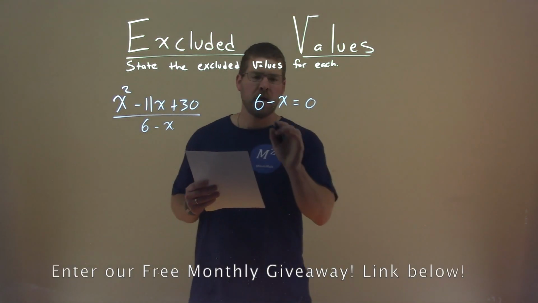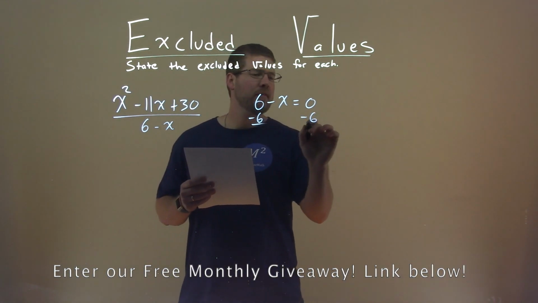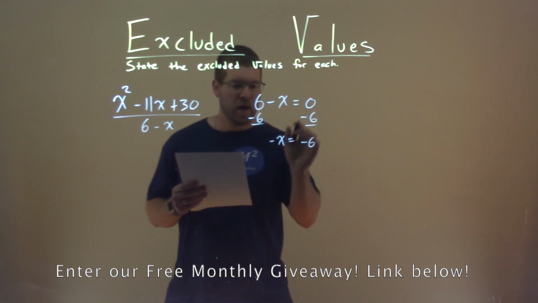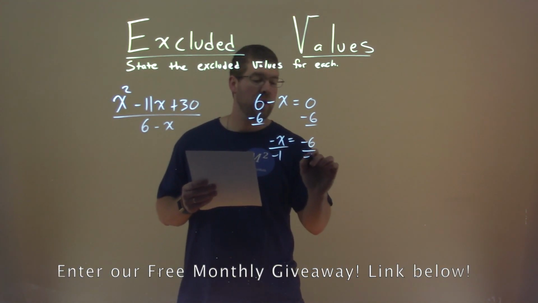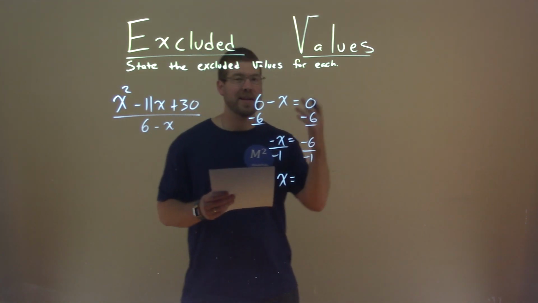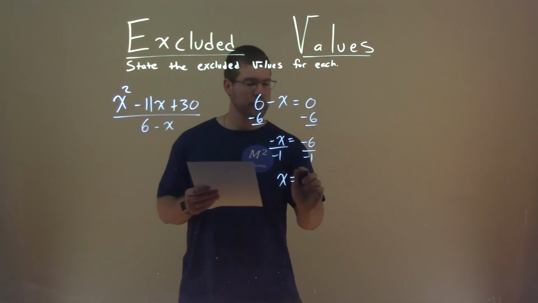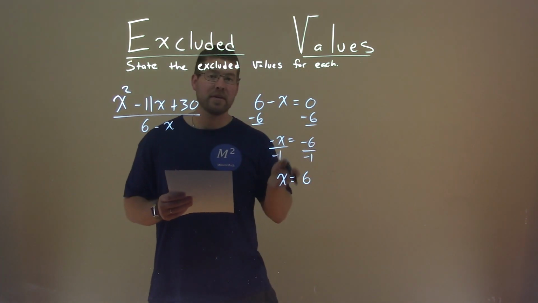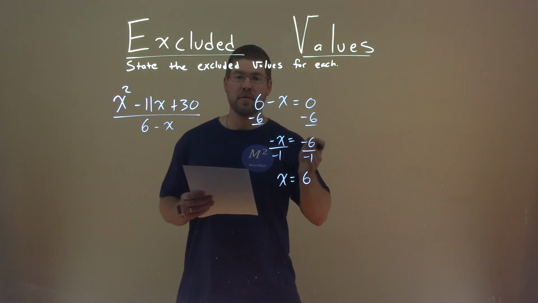Okay, well, let's subtract a 6 from both sides here, and we have negative x equals negative 6. I then can divide both sides by negative 1 to get rid of the negative sign, and we have positive x equals, a negative divided by a negative is a positive, so we have positive 6 right here. And so there we have it. 6 is our excluded value.